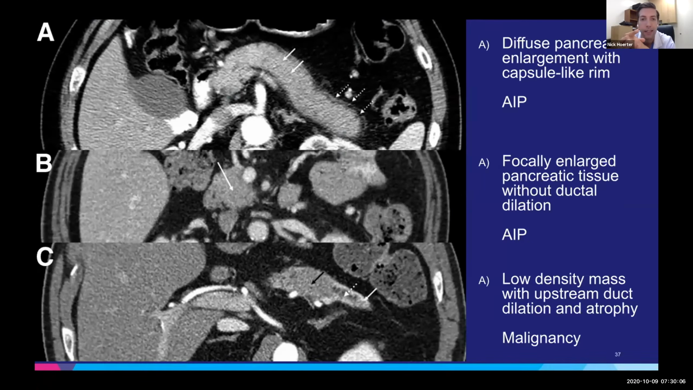Here's just an example of those imaging characteristics I was talking about. On the upper image A, you can see this diffusely enlarged pancreas and that hypoechoic capsule. Image B is a more subtle form with just focally enlarged pancreatic tissue, but no duct dilation or atrophy. And in C, you can't really see the mass, but you can see this mass in the body. Here, I'll point it out. This hypodense mass, and then this is the dilated duct, and there's just atrophy of the pancreatic tissue upstream. So that's more suggestive of malignancy.